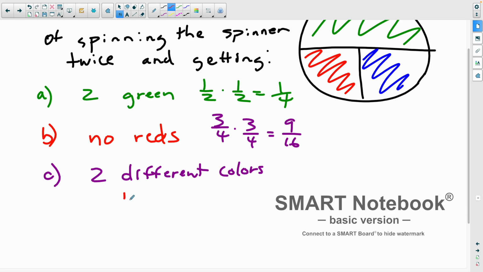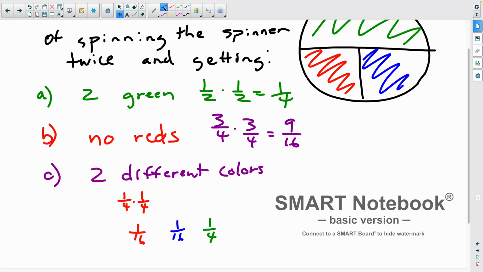A 16th. 1/4 times 1/4, all right? So the probability of red is 1/16. What's the probability of blue? Also 1/16. It's the same area, correct? And we already found the probability of green, which is 1/4.